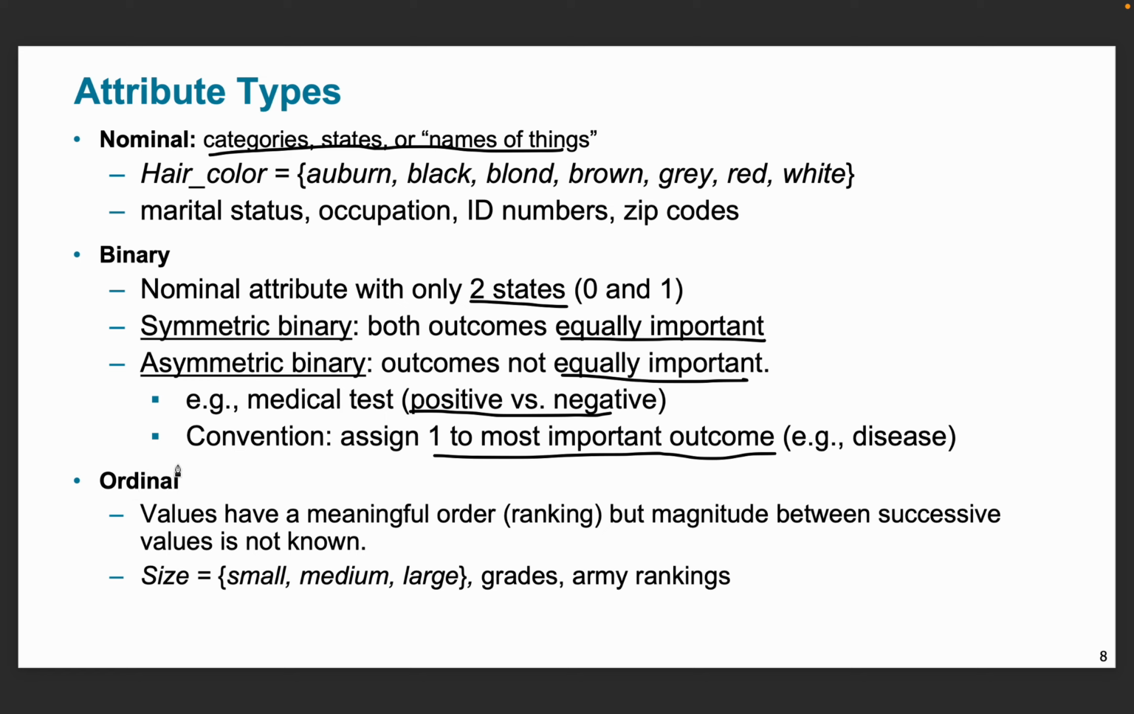Then there is ordinal. Ordinal values have a meaningful order or ranking, but the magnitude between successive values is not known. For example, small, medium, large. We have different values, but we don't know the magnitude of how large or how small. Same with grades A, B, C, and army ranking. We don't know the difference between two values, but there is a difference.